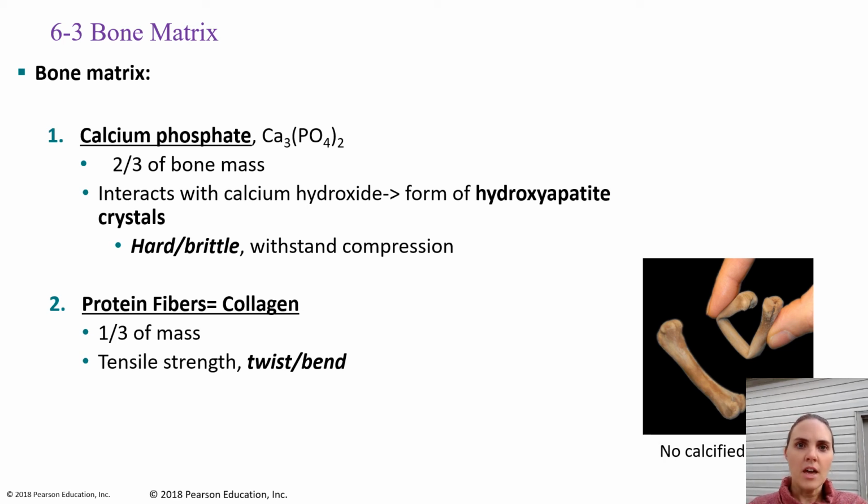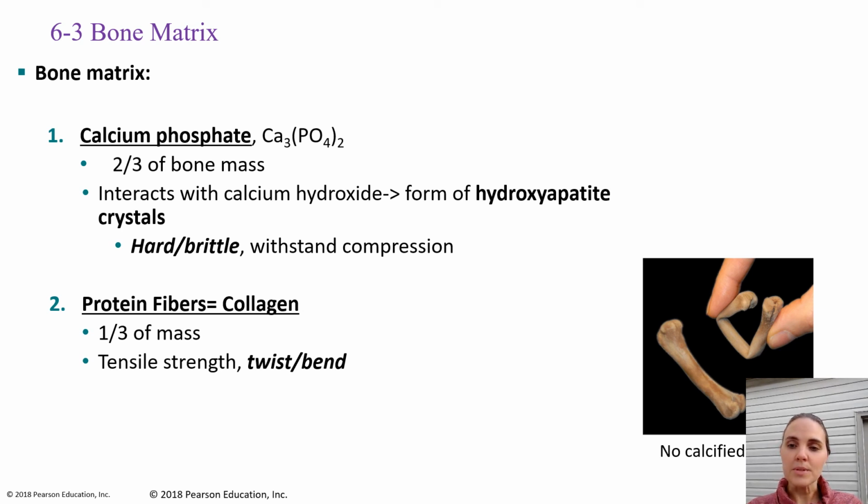And then the other part of the matrix is our collagen, and that accounts for 1/3 of the mass. And the collagen has the tensile strength, allows for some twisting and bending. For proper function, we need both parts of the matrix, but we sometimes can have diseases that affect one or the other. So take a moment to think to yourself about what could happen to bones if one component of the matrix was missing, if we were missing the calcium phosphate component, or if we were missing the collagen component, what we might see. And this image on the right-hand side is a little experiment you can do at home.